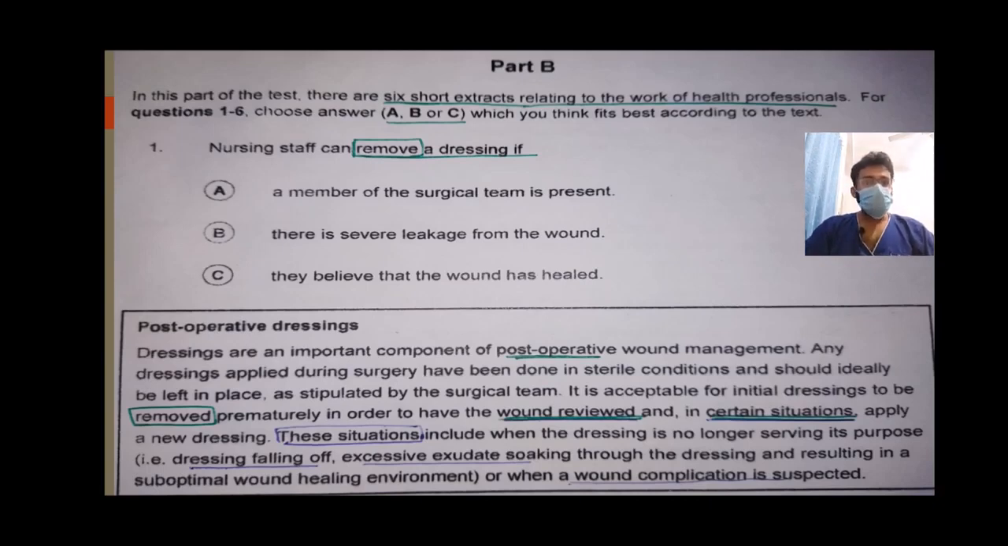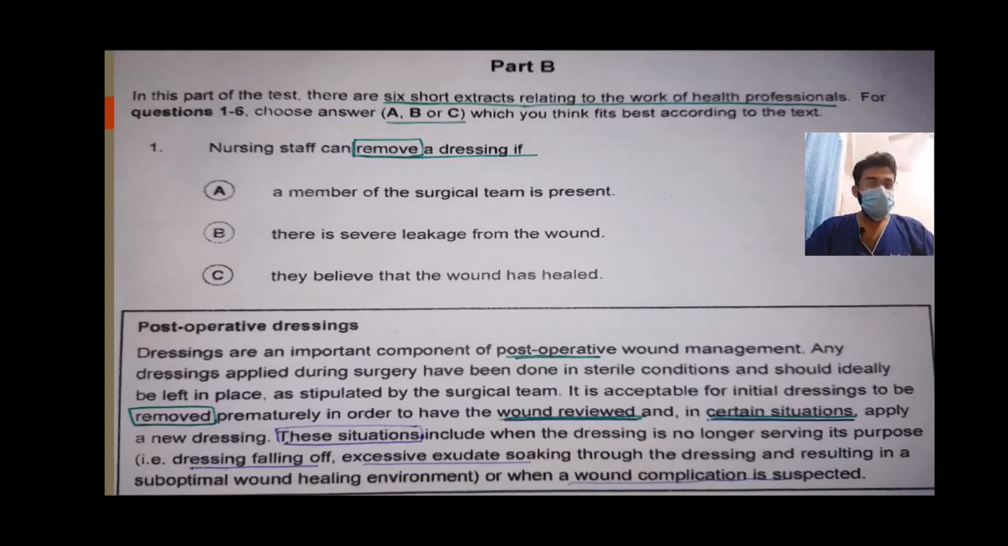Dressings are an important component of post-operative wound management. Any dressing applied during the surgery has been done in sterile condition and should ideally be left in place. Okay, it is acceptable for the initial dressing to be removed. So this is a word "removed". This word was already given in the question. Search for your answer: removed prematurely in order to have the wound reviewed.